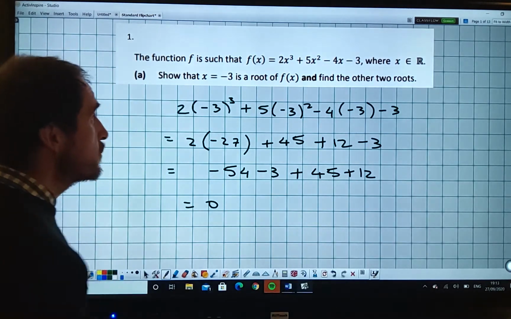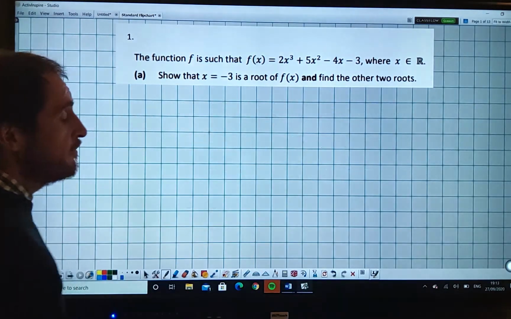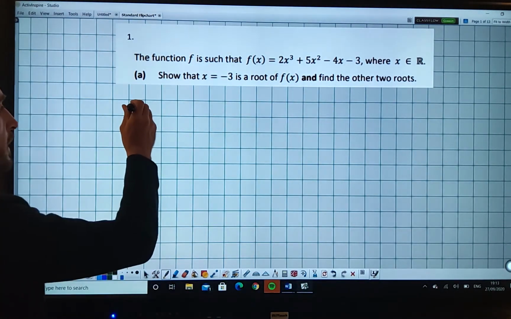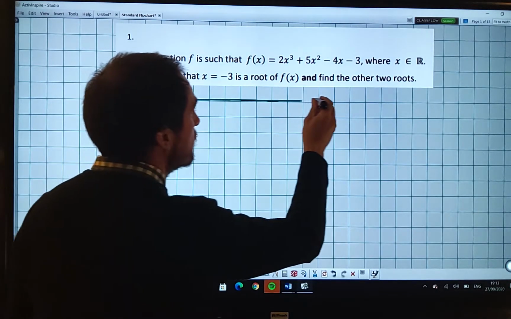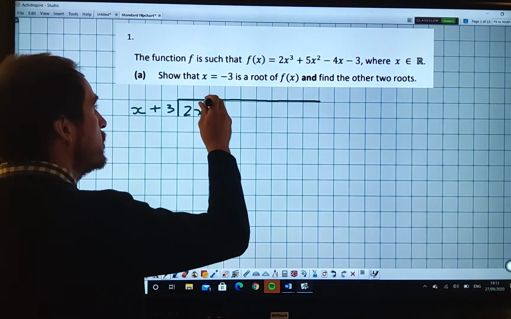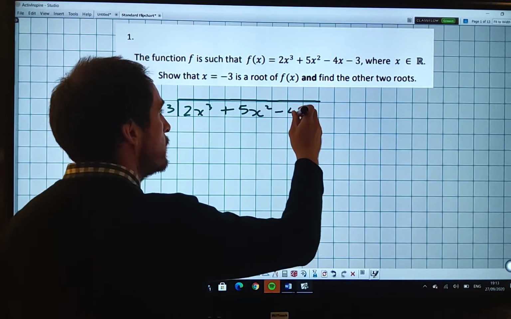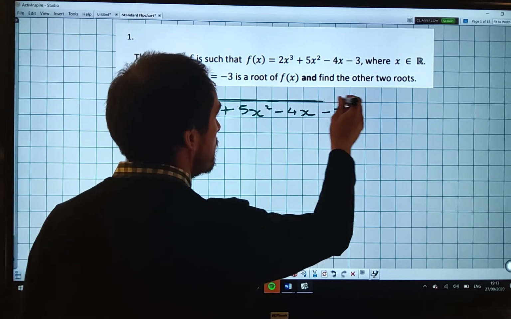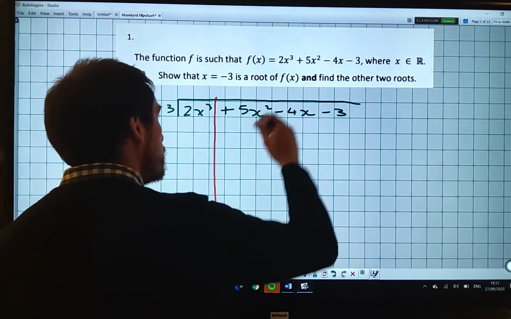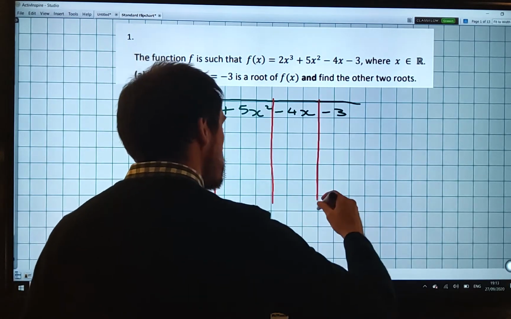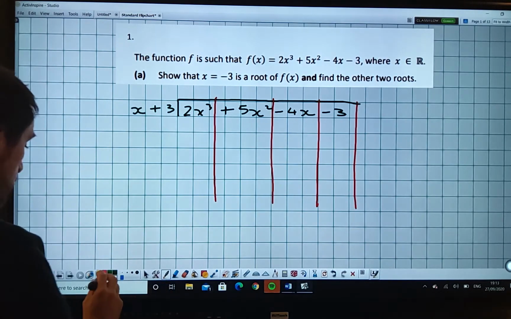Okay, so the second part of this question then is as follows. If that's a root, then x plus 3 will divide evenly in. So you do x plus 3, and you're going to divide it into 2x cubed plus 5x squared minus 4x minus 3. Now I just like to do this here, just to keep things simple, just to give ourselves grids, so we know what position each one goes into. Just an extra little thing that we do.